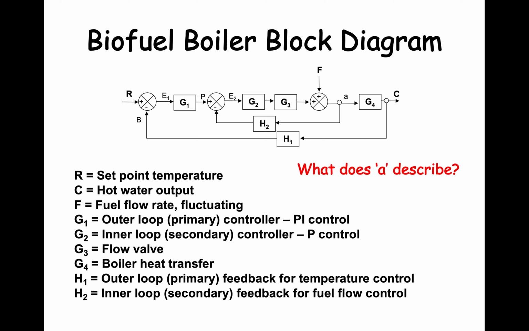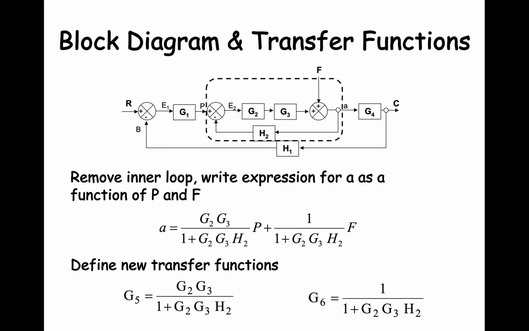Well, this might be a good time to review some of the block diagram elements and what they are. G3 is the actuator, which in this case is the flow valve that is used by the controllers to adjust the biofuel flow rate. G4 describes the boiler and the controlled input to the boiler, which is the fuel. So the small a describes the fuel flow from the actuator to the boiler.